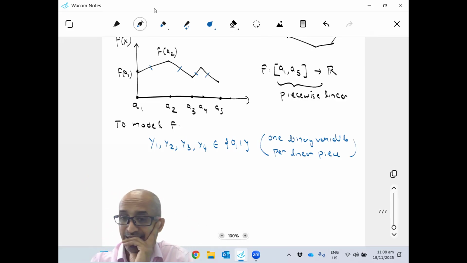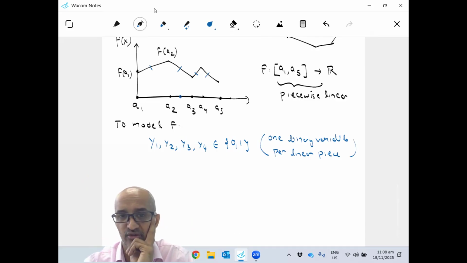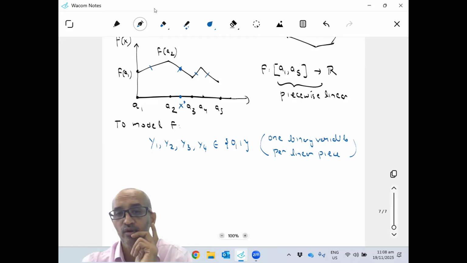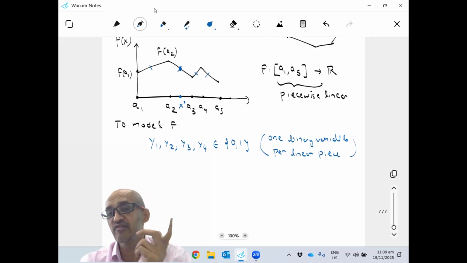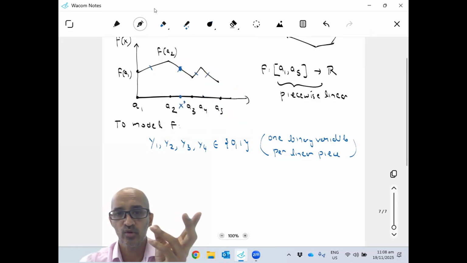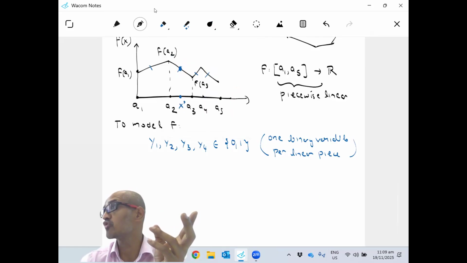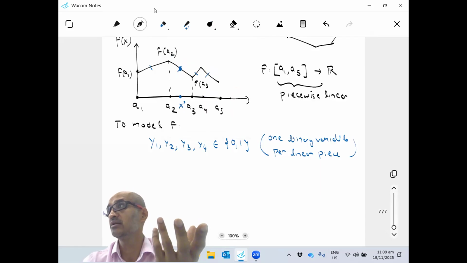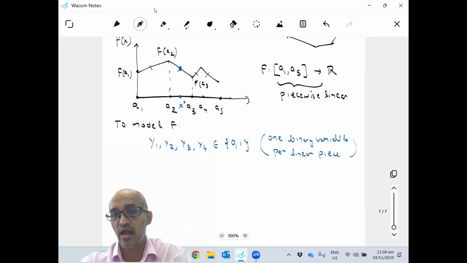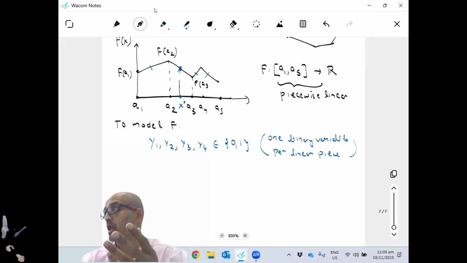The next thing is, for any point in this set, let's say this is the point x. Let's call this point x star. If I want to find f of x star, it is given by a convex combination of f of a2 and f of a3. This is the height f of a3, this is the height f of a2. If I can write x star as a convex combination of a2 and a3, just from the equation of a line, I can write down f of x star as a convex combination of f of a2 and f of a3. It's a simple formula, basically.